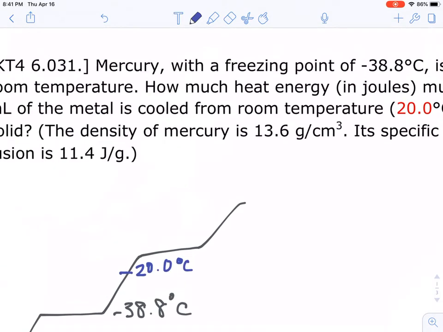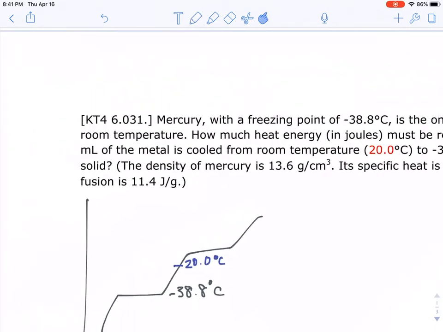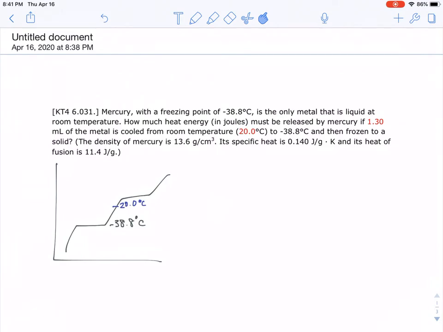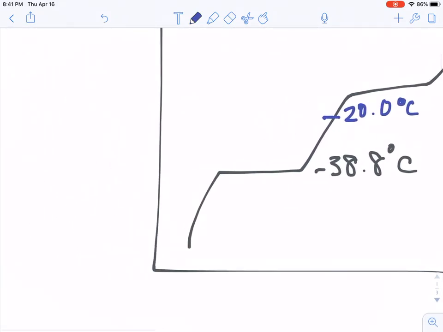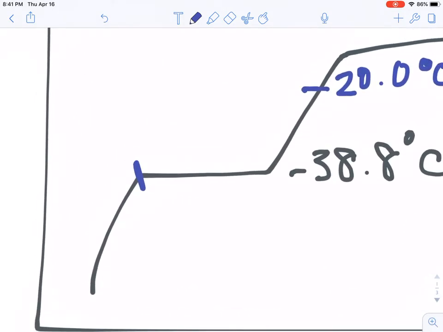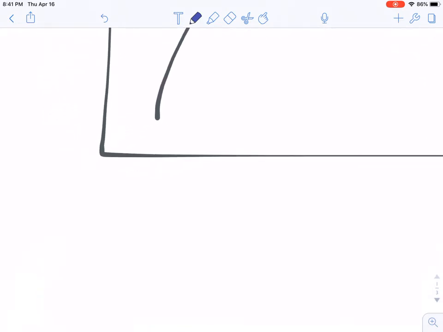And then the problem states that I'm going to cool the mercury until it freezes all the way to a solid. So my end point is here. So I'm going to go along 2 lines. So I'm going to go here and here. So I need to do 2 separate calculations. One will be Q equals mC delta T, and the other one will be when I'm using Q equals n delta H.